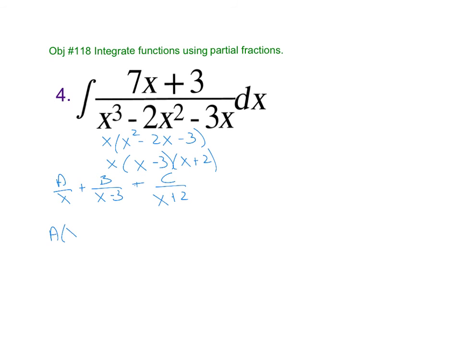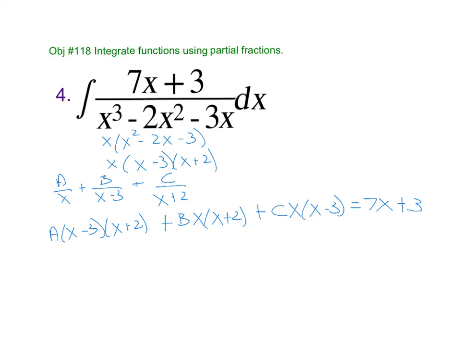So a times x minus 3 and x plus 2. And then b, x plus 2. And then c, x minus 3 equals 7x plus 3. So start with x equals 3. So my a cancels, my c cancels. So that's 3 times 5, 15b equals 21 plus 3, 24. So b is 24 over 15, which is 8 over 5.